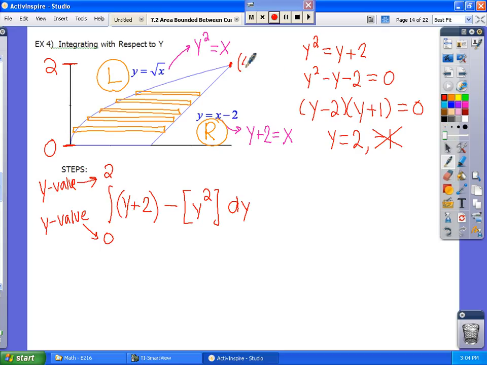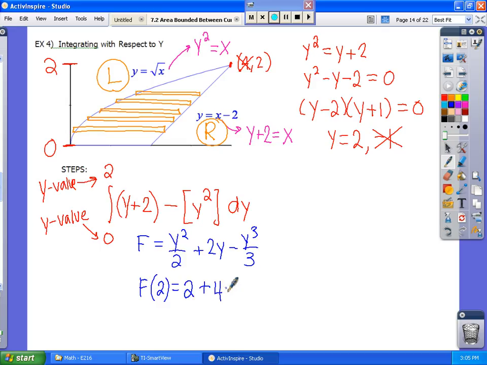So in case you're confused on how you would do this problem, you would still just find the antiderivative, which would be y squared over 2 plus 2y minus y cubed over 3. You would identify F of 2. So it actually doesn't matter that these are in terms of y when we're evaluating the integral. So we have 4 squared over 2, which will give you 4 over 2, plus 4 minus 8/3. F of 0 is equal to 0. Therefore, the area bounded between those two curves is 6 minus 8/3, which is 10/3.